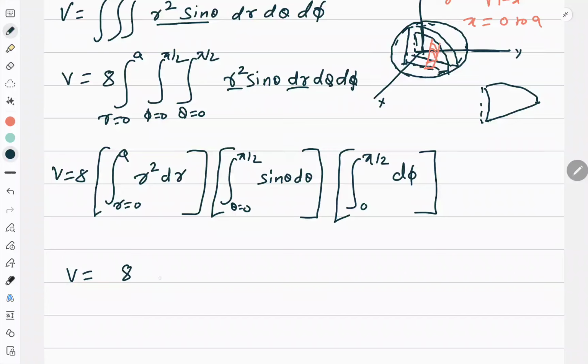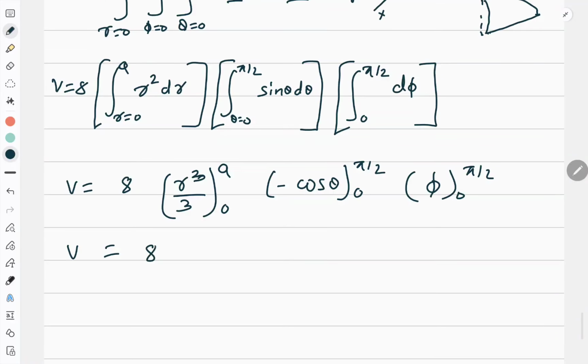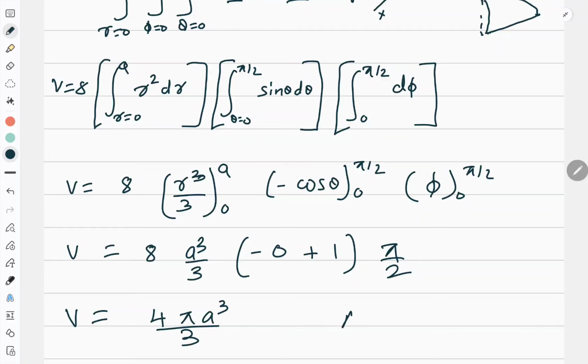V is equal to 8. What is the integration of r square? r cube by 3, 0 to a. What is the integration of sine theta? Minus cos theta, 0 to pi by 2. And here phi, 0 to pi by 2. 8, a cube by 3, minus cos pi by 2 is what? 0. Minus 0 plus 1, and pi by 2. So V is equal to 4 pi a cube by 3. And we know that this is the volume of a sphere. So this is the answer.